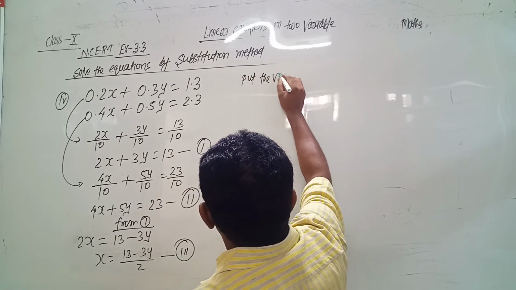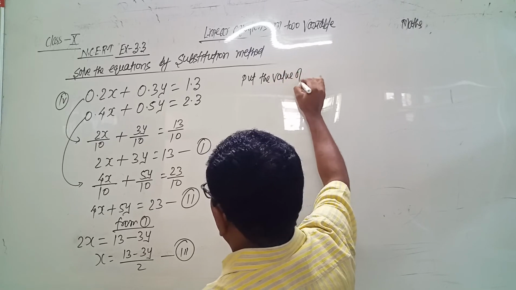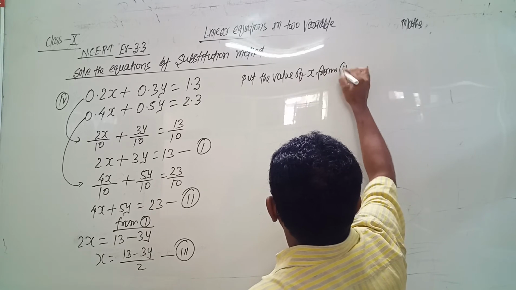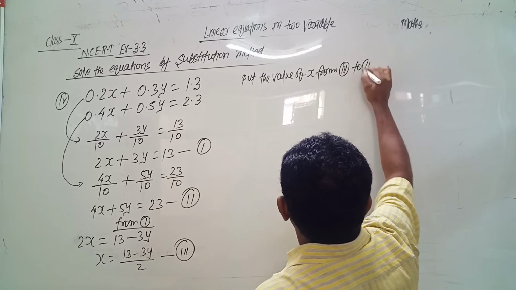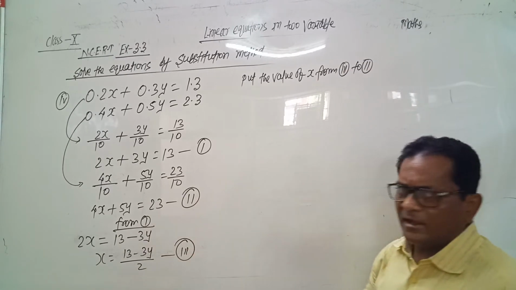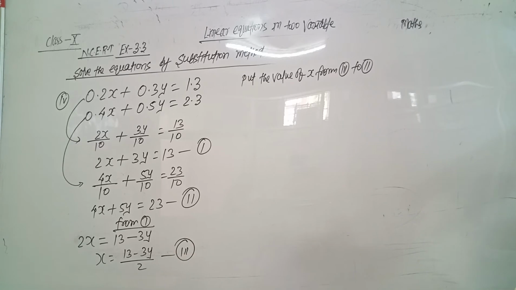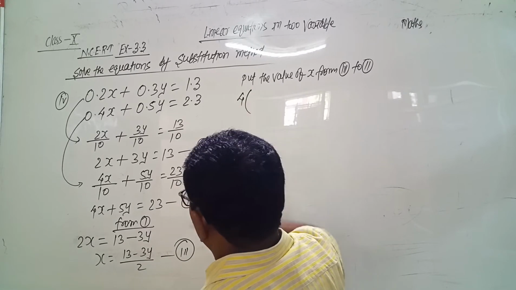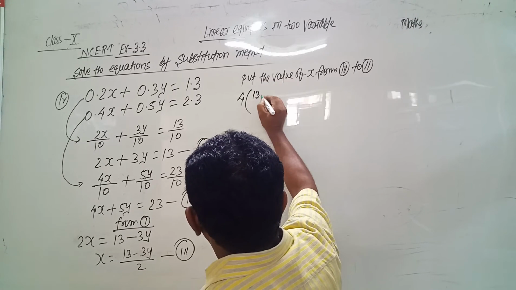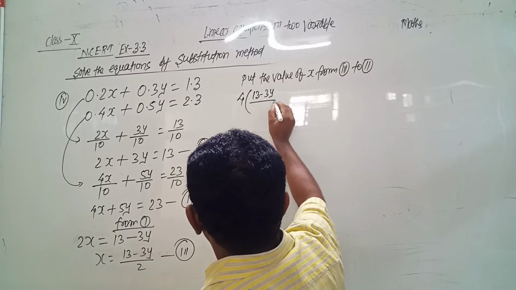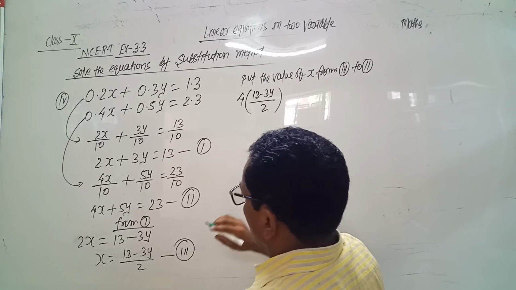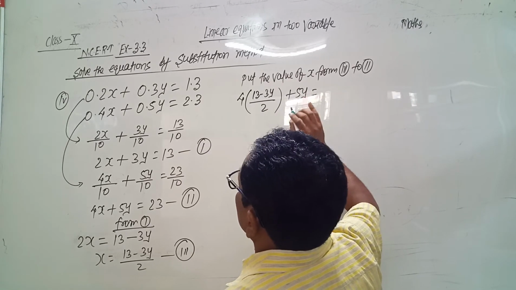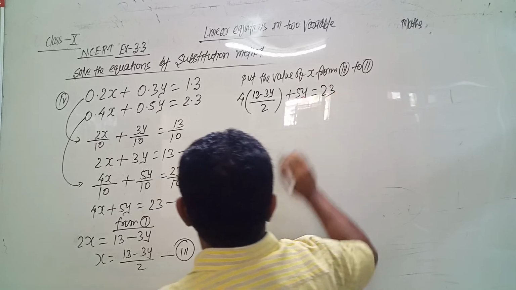Put the value of x from third to second. Third equation से x की वैल्यू second equation में put करेंगे. So this is 4x. So 4 into the value of x, (13 minus 3y) upon 2, plus 5y is equal to 23.